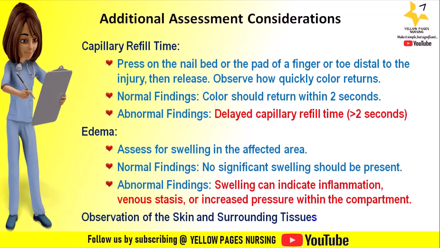Assess for swelling in the affected area. In normal findings, no significant swelling should be present. In abnormal finding, swelling can indicate inflammation, venous stasis, or increased pressure within the compartment. Next consideration would be observation of the skin and surrounding tissues, where we check for any signs of bruising, wounds, or abnormal skin conditions that might indicate underlying complications.